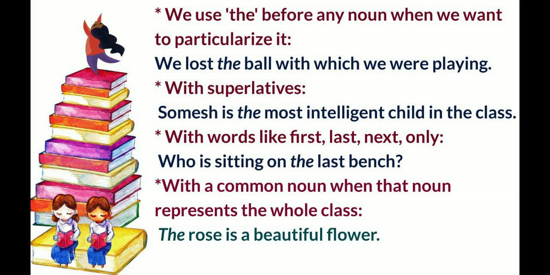Now, when do we use the definite article? Definite article means "the". So we use the before any noun when we want to particularize it. Already I have told that the function of "the" is to particularize any person or thing, right? So here also, see the example. We lost the ball with which we were playing. Here a particular ball is denoted. So we have used "the" before the particular ball with which we were playing.